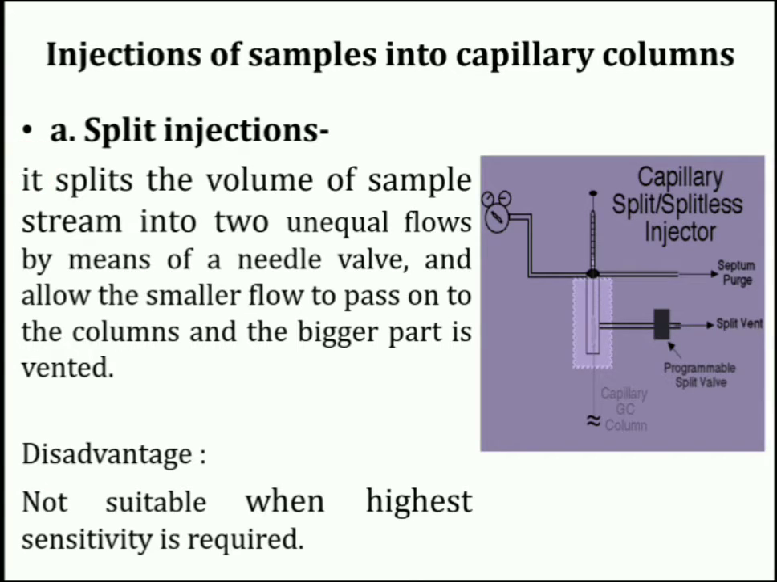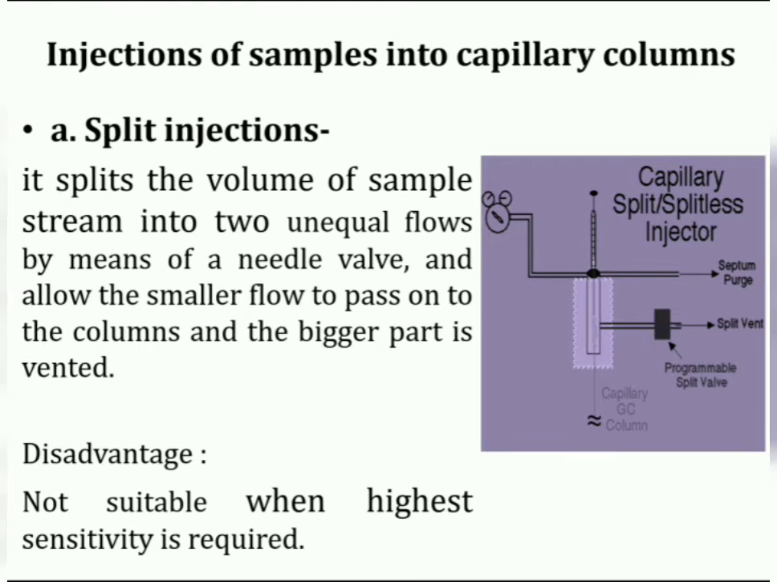Split injection splits the volume of sample. So the first technique includes split injections. Split injection splits the volume of sample stream into two unequal flows by means of a needle valve and allows the smaller flow to pass on to the column and the bigger part is vented to the atmosphere. This technique is not suitable when highest sensitivity is required.